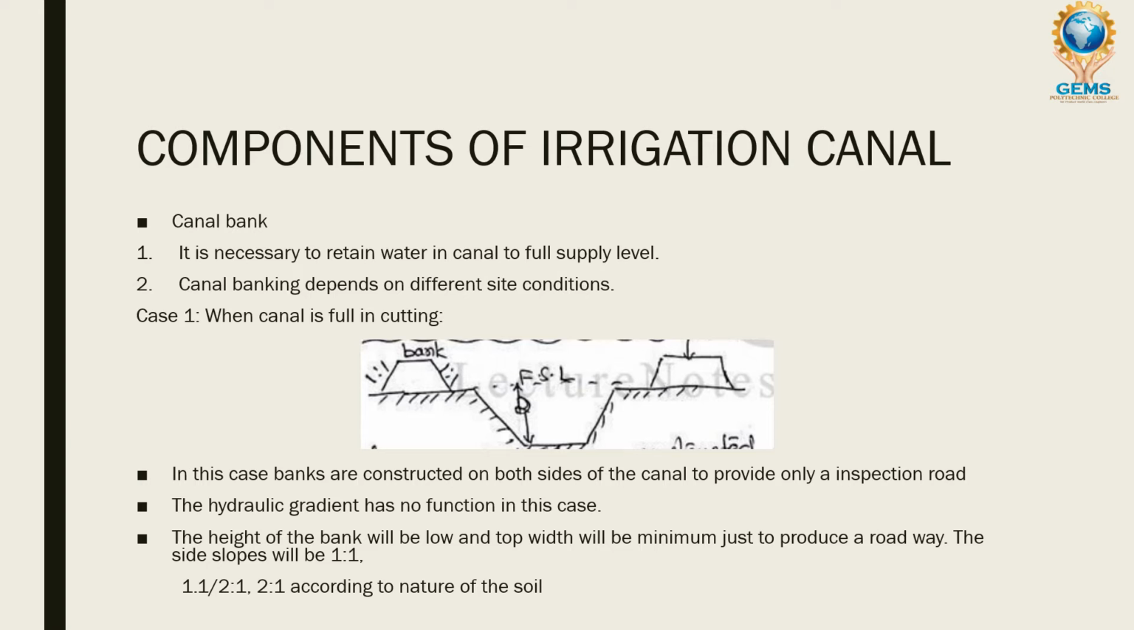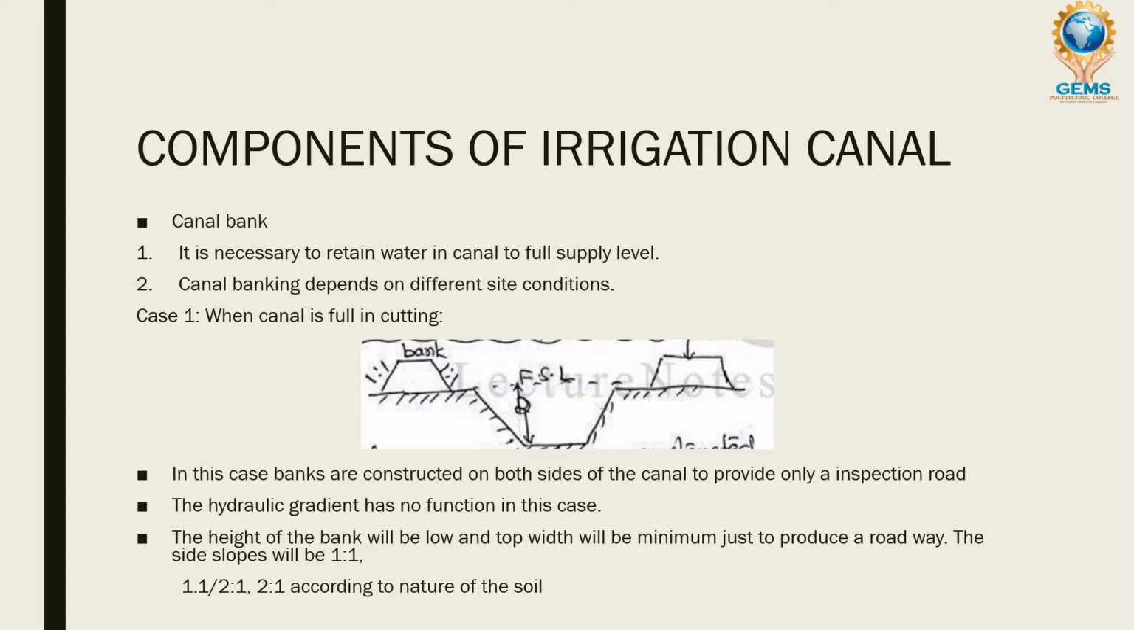The second point is that canal banking depends on different site conditions. If there are rock and silt-like formations, a different type of canal bank will be constructed. And if there is a sloping formation, or the soil is of loamy type or silty type, then the canal bank formation will be a different one.